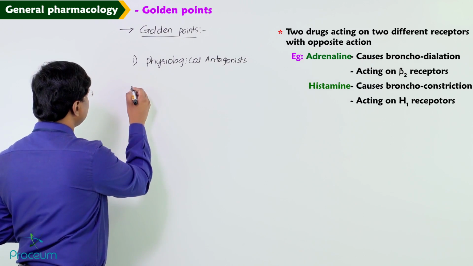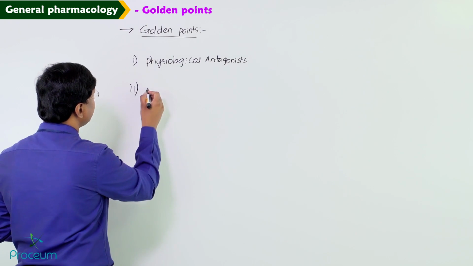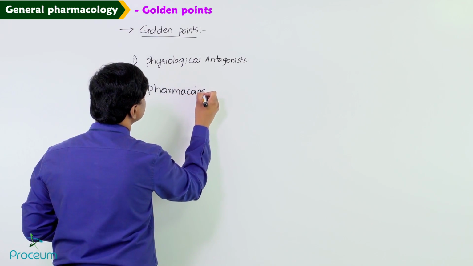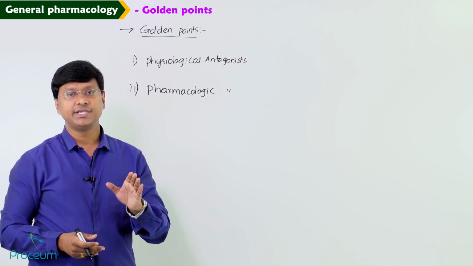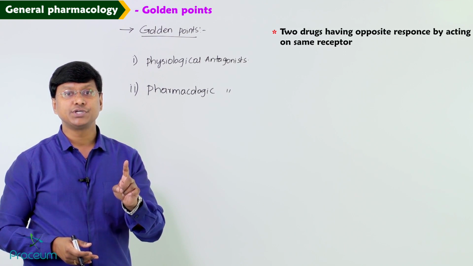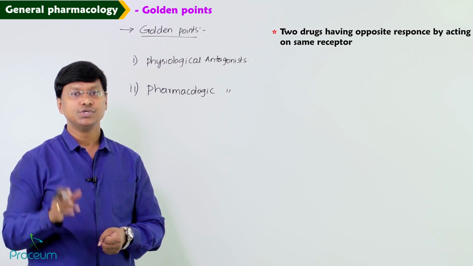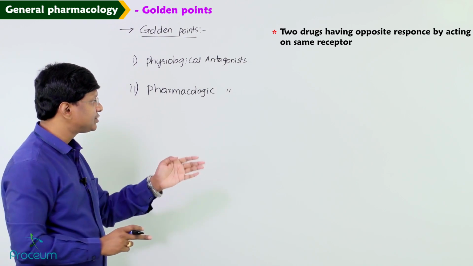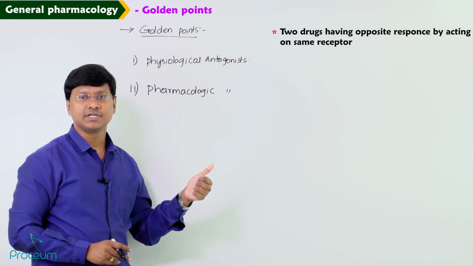Now after having discussed the physiological antagonist, the other important thing we have is the pharmacological antagonist. Now you see here, two drugs have opposite response via action on the same receptor. That is what is called the pharmacological antagonist. So remember, when two drugs have opposite response via action on the same receptor, they are called the pharmacological antagonist. And what is the example here?